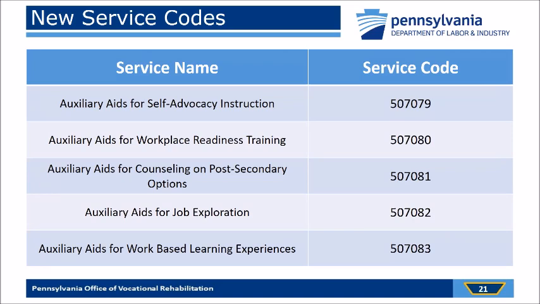So if you have a student that is participating in a pre-employment transition service, the first thing you need to do is select the correct service, what they're participating in, what that group is, and then you would use the appropriate code in order to purchase an auxiliary aid for that student.